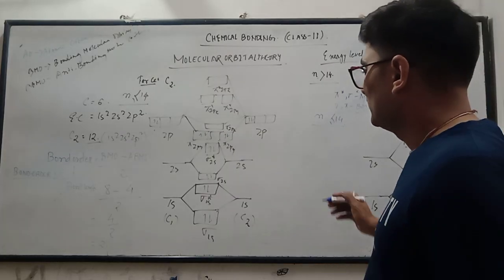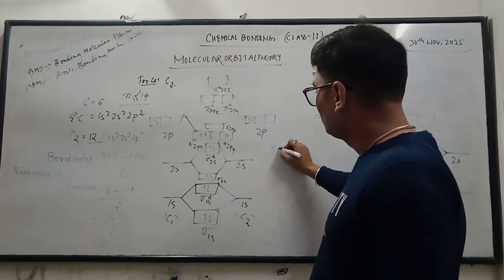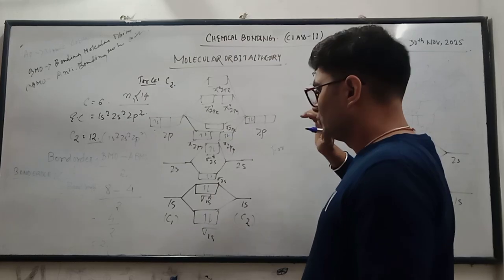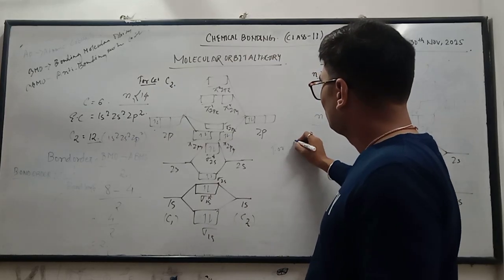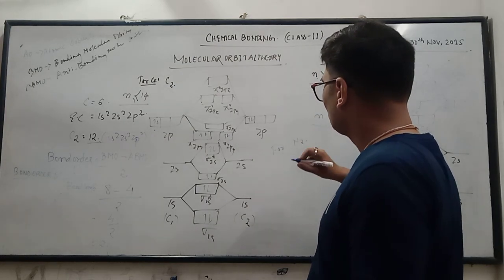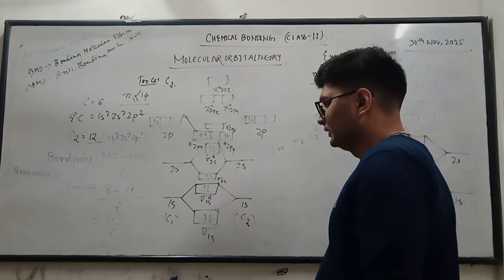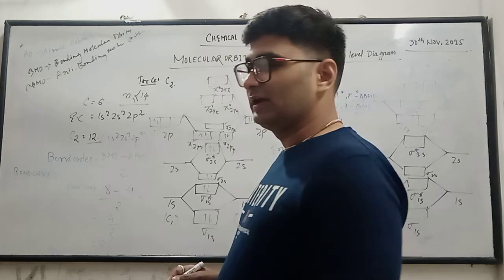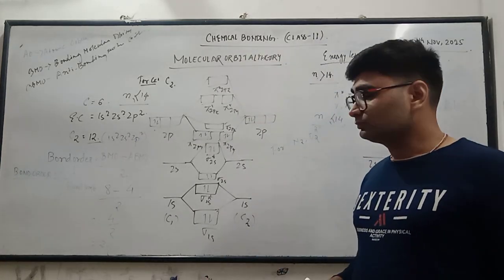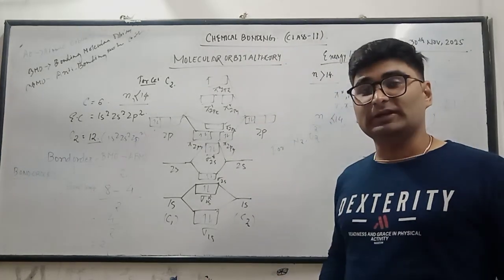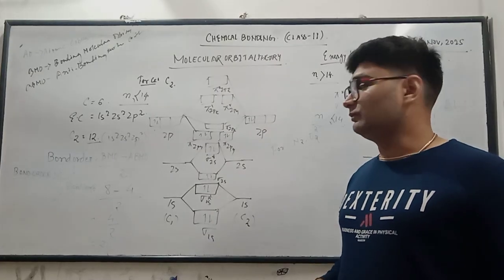And now I would like to give you an assignment: make the energy level diagram for N2, which is very common in examinations, and for O2 to negative. Please prepare it and try to complete it as soon as possible.